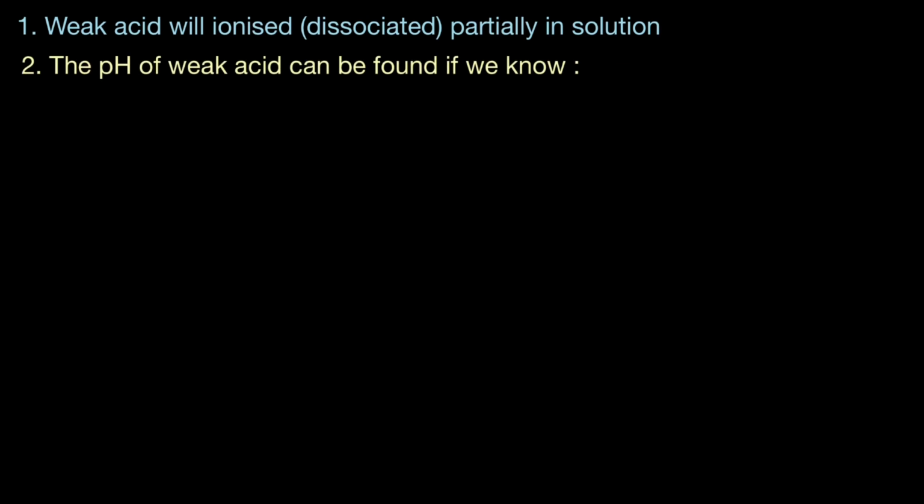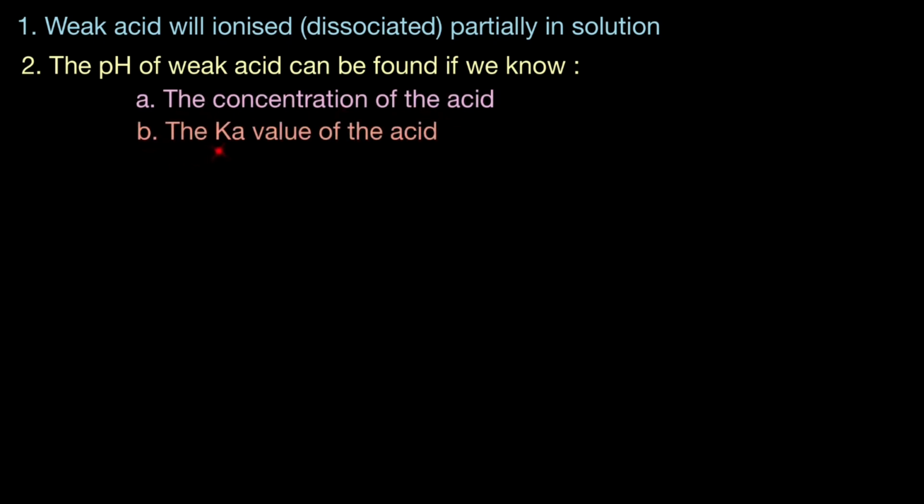Weak acids. A weak acid will ionize or dissociate partially in solution. The pH of a weak acid can be found if we know A, the concentration of the acid, and B, the Ka value of the acid.